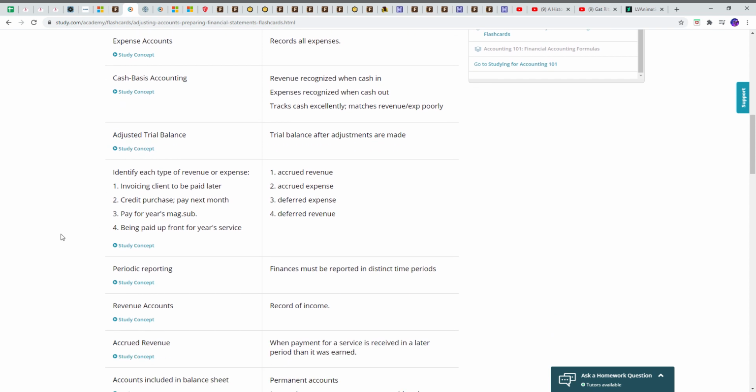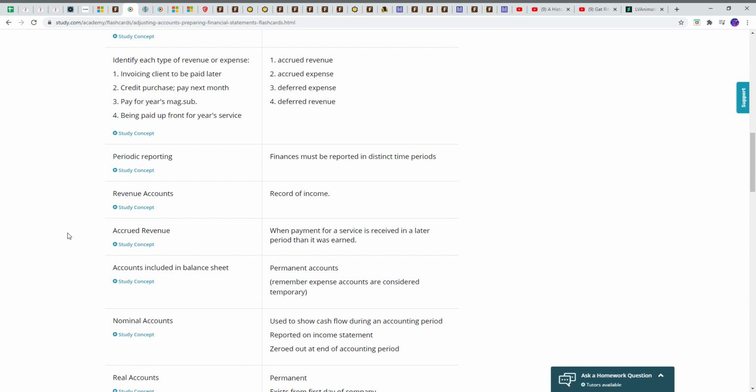Identify each of the revenue or expenses. 1. Invoicing a client to be paid later. 2. A credit purchase, paid next month. 3. Paying for a year's subscription. 4. Being paid up to 4 years in front for 4 years of service. The answers: 1. Accrued revenue. 2. Accrued expense. 3. Deferred expense. And 4. Deferred revenue.